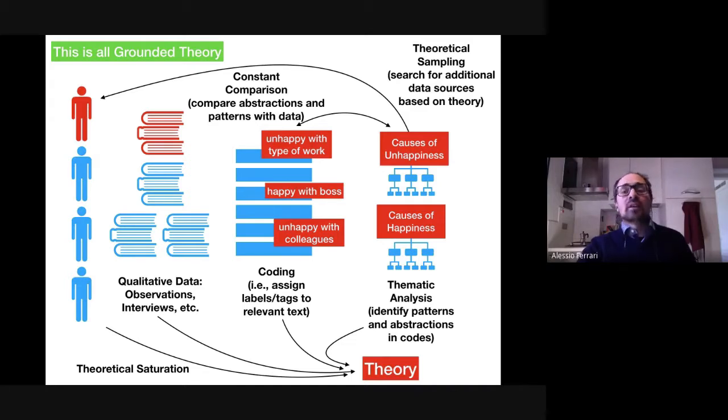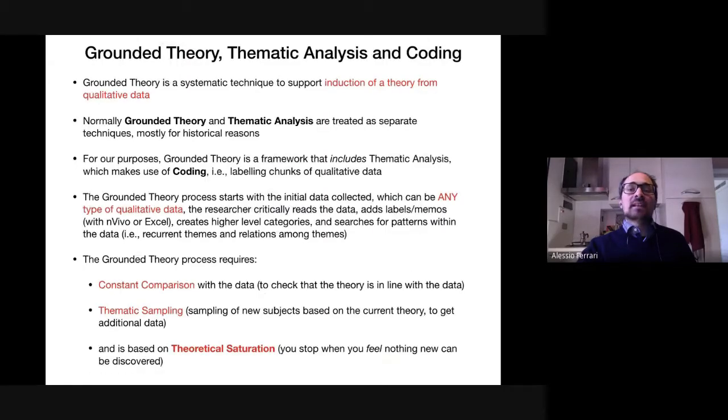And there will be a point in which you understand that you have a sufficiently complete view of the problem that you're analyzing. So let's see more in depth this overview, how to do. After this overview, let's see how to do the different type of activities, and let's see some definitions here. So grounded theory is a systematic technique to support induction of a theory from qualitative data.